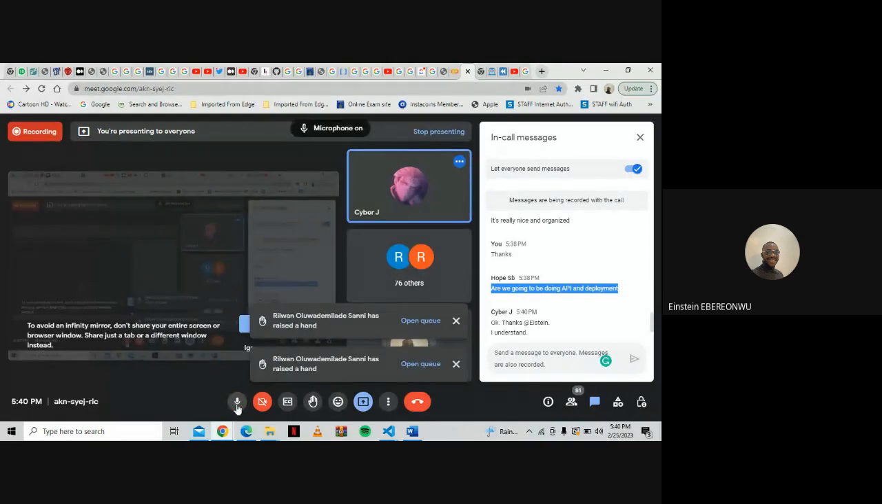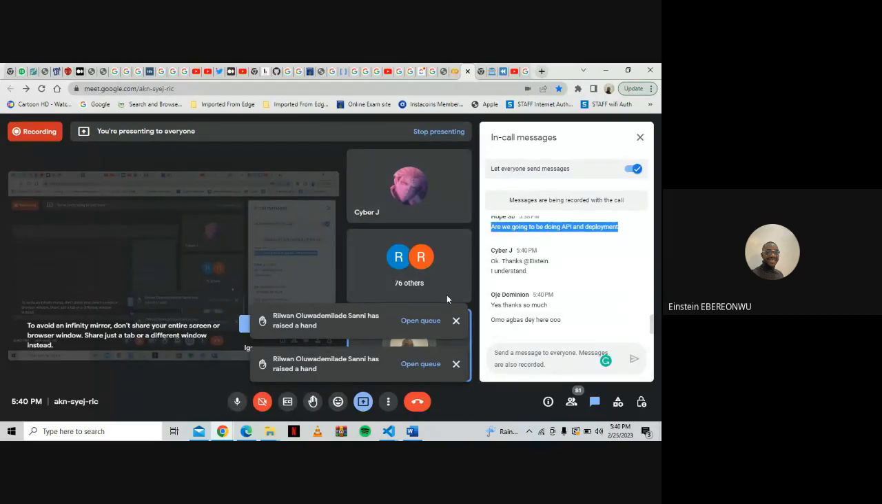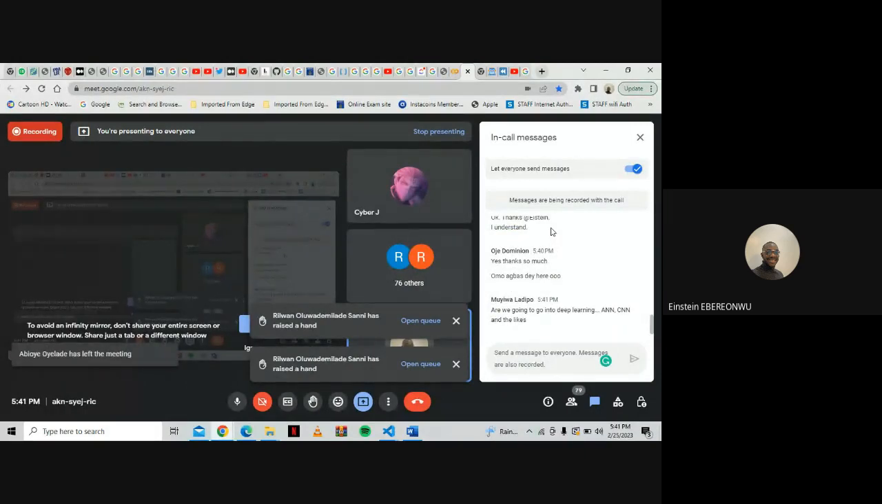Someone is asking if we're going to be doing API and deployment. Yes, we are. We're going to be looking into deploying your machine learning models to web apps. For those of you who already have knowledge of front end development with HTML and CSS, you're going to work with HTML, CSS and Flask. For those of you who do not want to learn HTML and CSS, there are libraries that come with Python that you can use to code out an entire website for yourself. So on the same page where your model is, you can code out an entire website and then host your project.